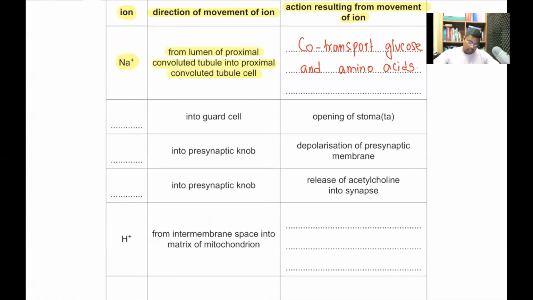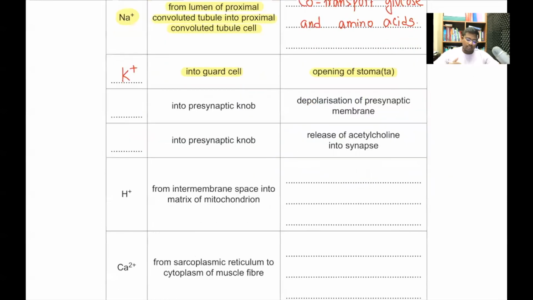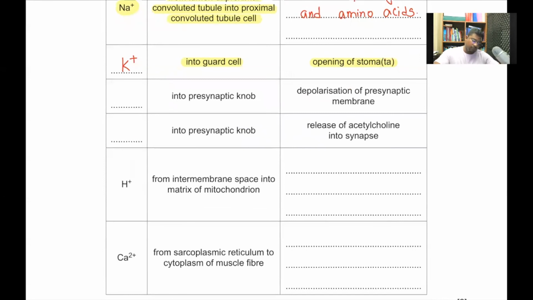All right. We can find direction of movement into the guard cell, opening of stomata. So it should be potassium ion. When potassium ion moves into the guard cell, it causes water to enter the guard cell. And as a result, the guard cell becomes turgid and the stomata opens.